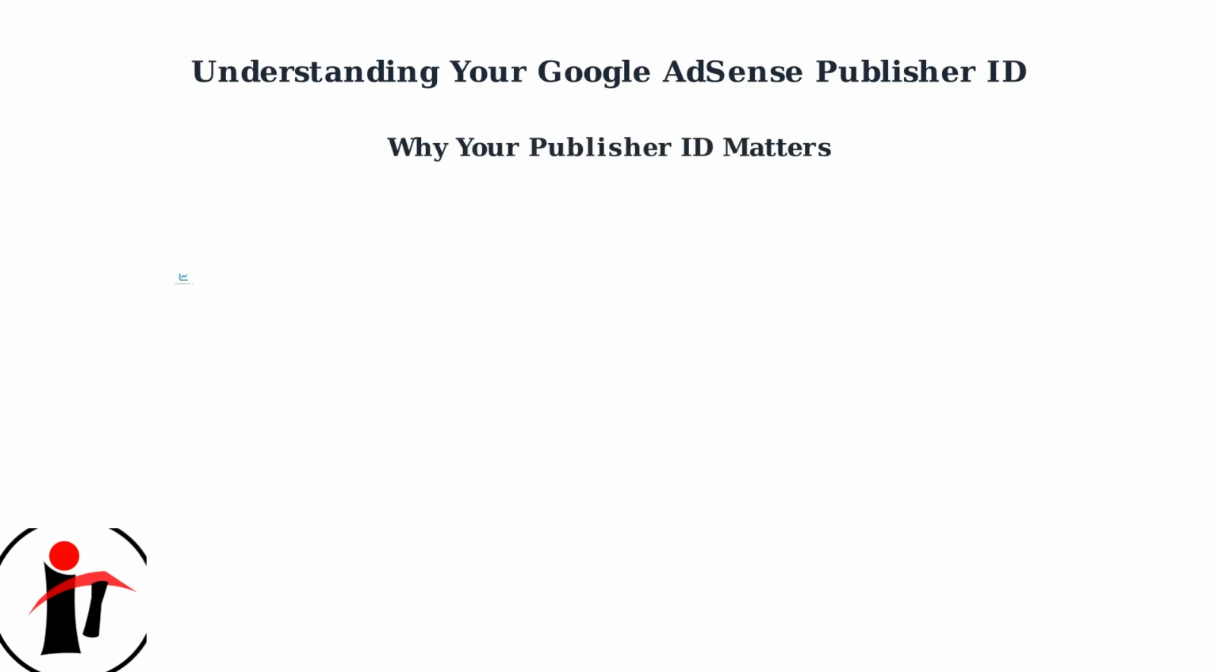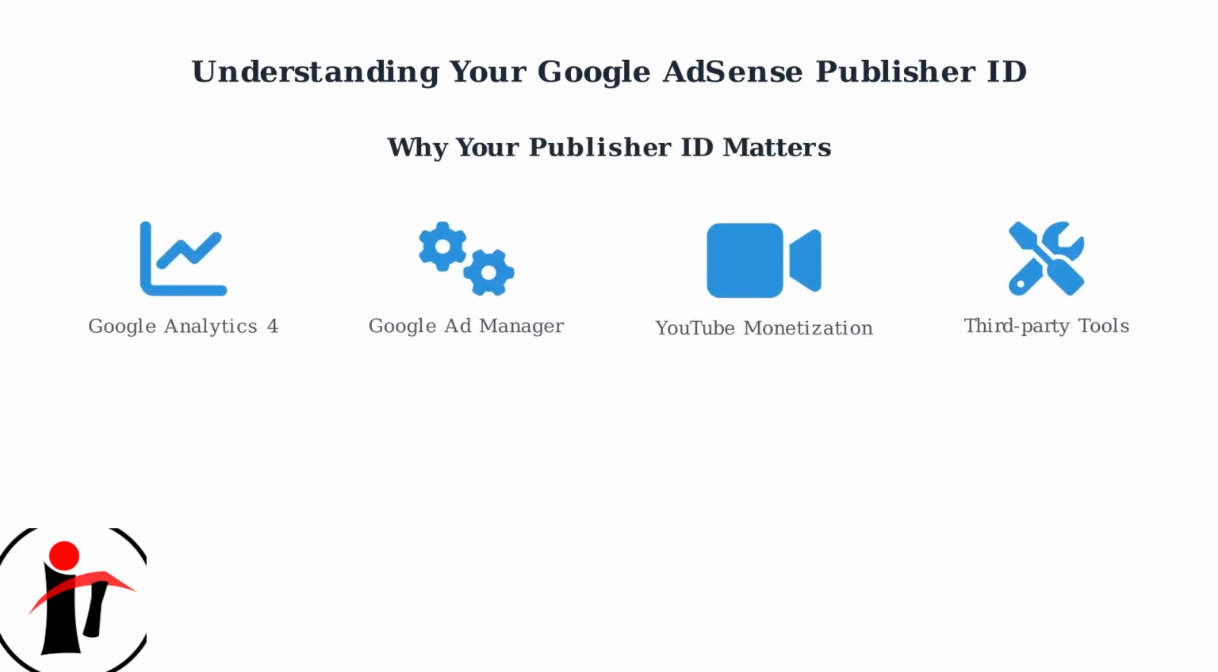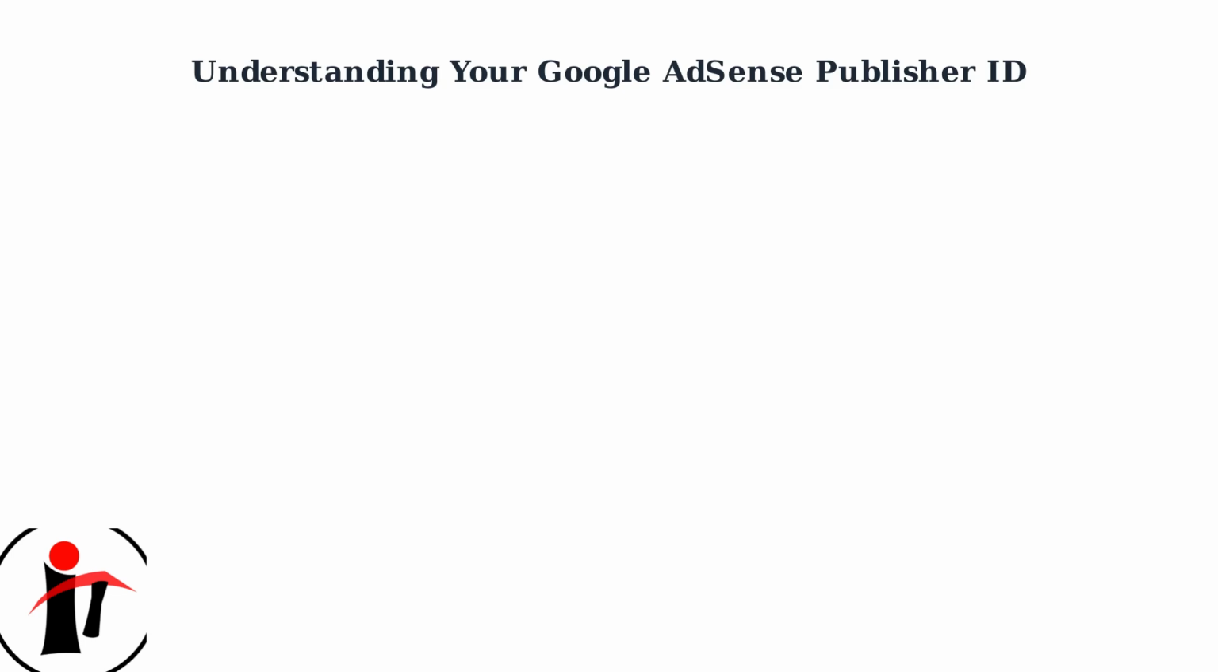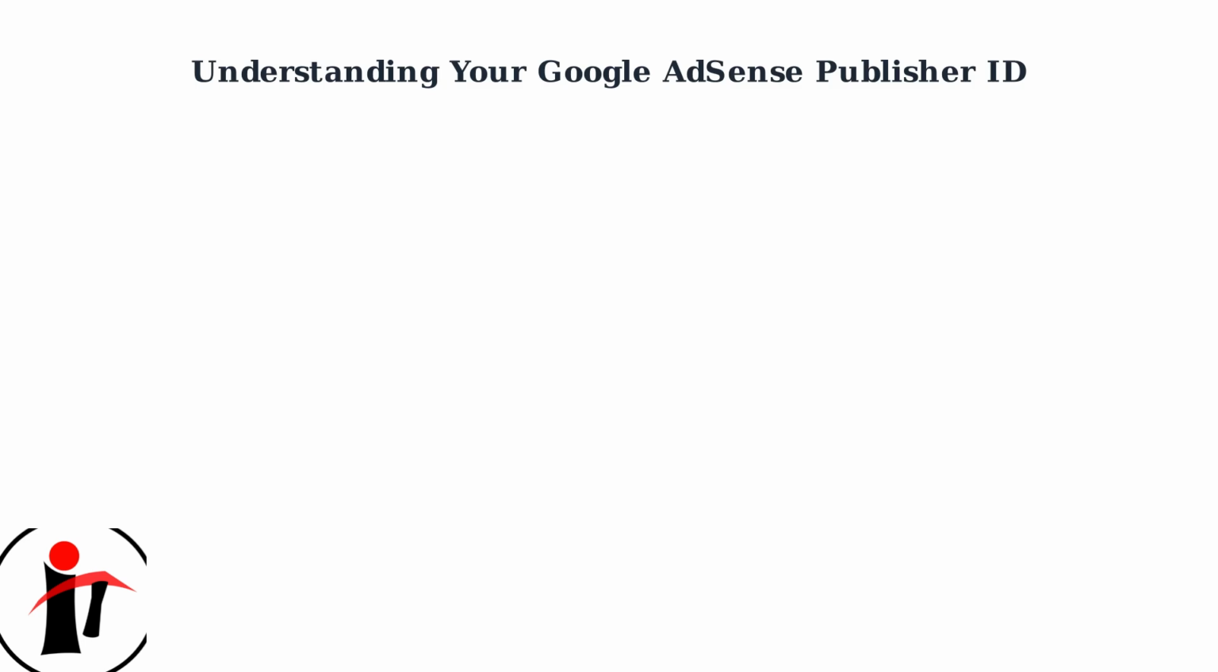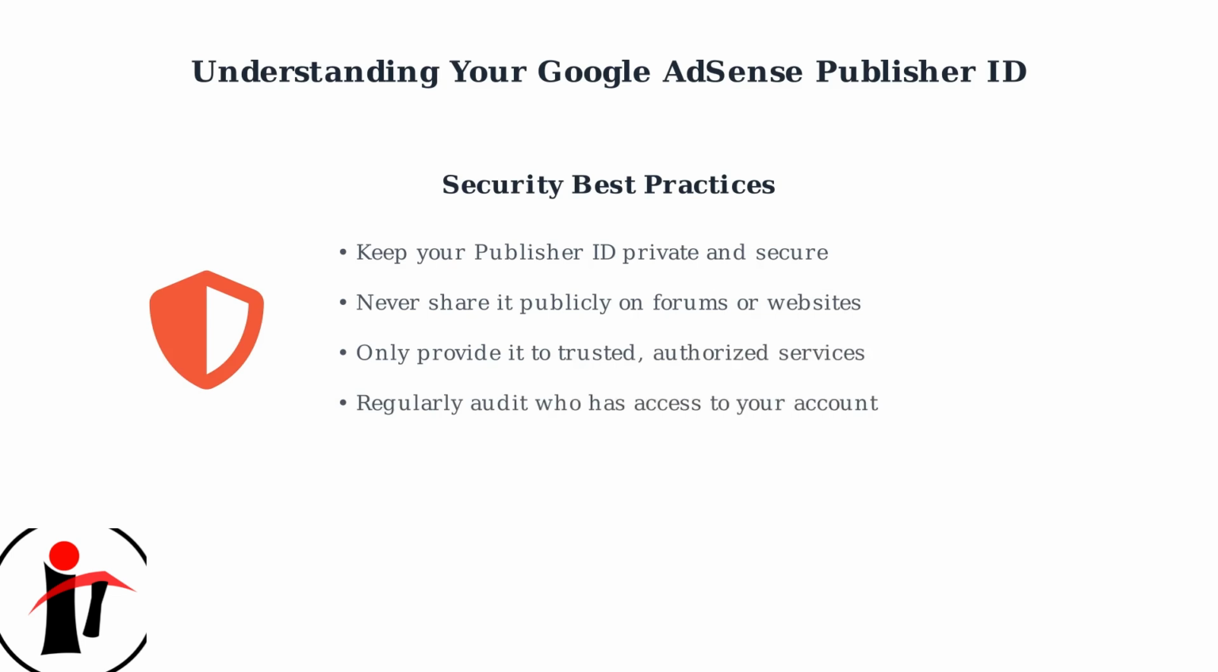Your Publisher ID is crucial for connecting your AdSense account with other Google services like Google Analytics, Google Ad Manager, and YouTube for enhanced reporting and monetization. For example, when linking your AdSense account with Google Analytics, your Publisher ID ensures proper data attribution and comprehensive performance tracking across platforms. Your Publisher ID is sensitive information that should be kept secure.